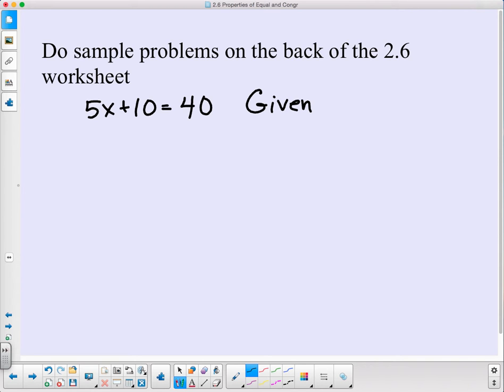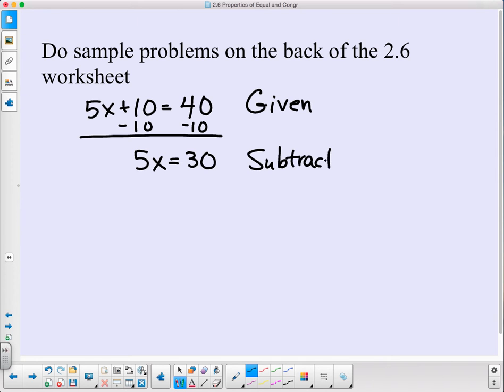Then what would we do to solve it? Subtract 10 from each side. Okay, subtract 10 from each side, which gives us 5x equals 30. What property did we use? Okay, subtraction property of equality.